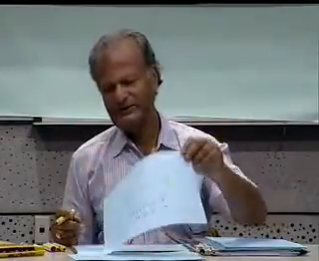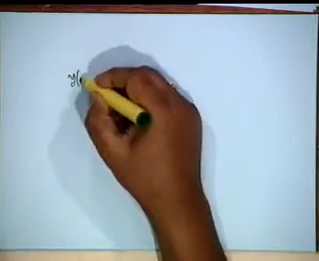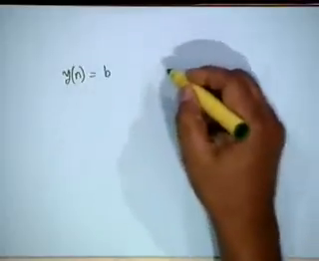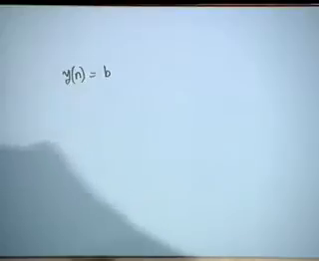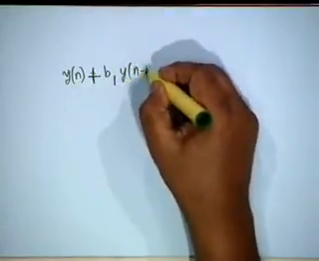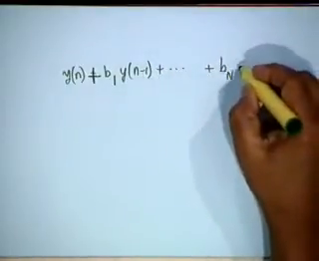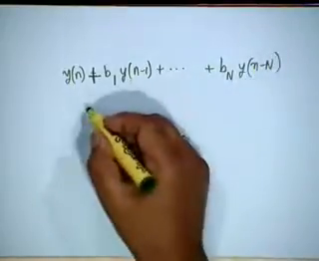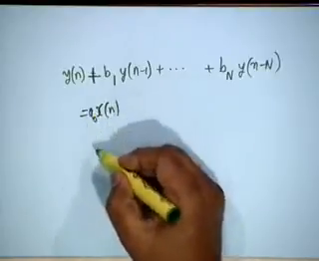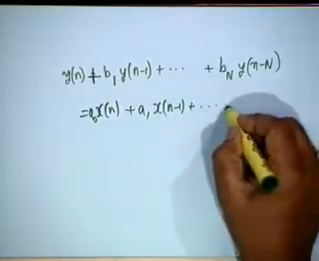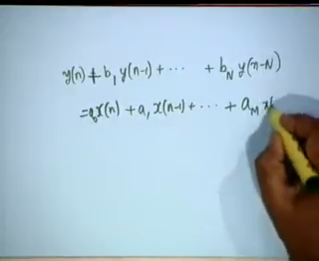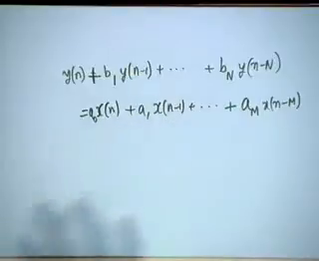Now, in general, if the processor is not FIR, it is IIR, then you know it can be written down in the form of a difference equation like this: y of n plus b1 y of n minus 1 plus etc. plus bN y of n minus N is equal to a0 x of n plus a1 x of n minus 1 plus etc. plus aM x of n minus M. This is the general representation of an LTI discrete time system. It can be FIR, it can be IIR, but the most general representation is this.